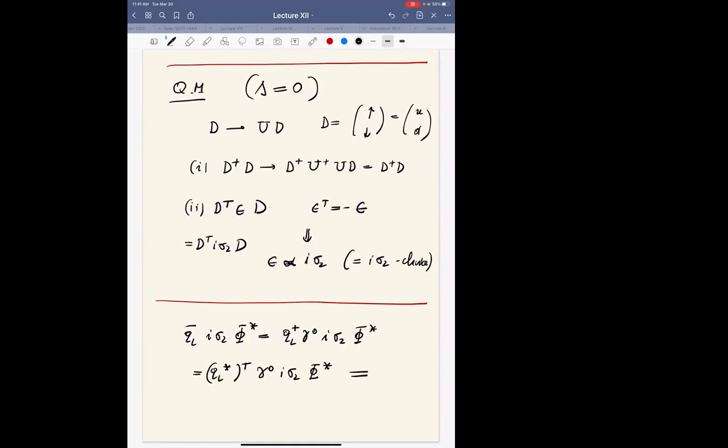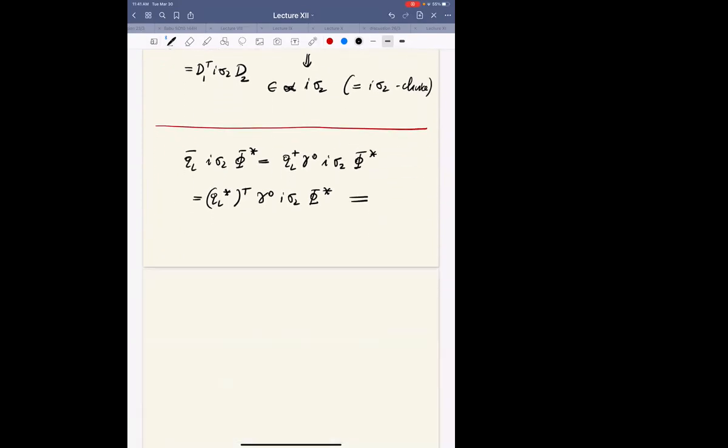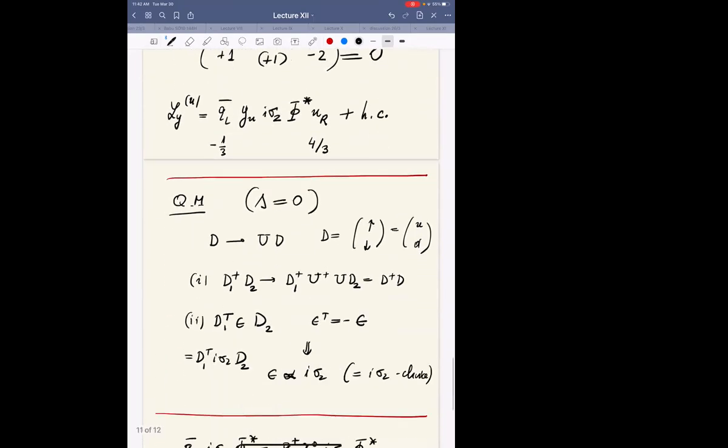Notice what I did. This is a doublet. Well, I don't have to have the same doublet. I can have two different doublets. Who says that I have to take the same doublet? So here D1 would be QL star, and D2 would be phi star. These are two doublets. Well, the stars of the doublets, not real doublet, it doesn't matter whether I take star or not star, I take the complex conjugate. That's what it is.